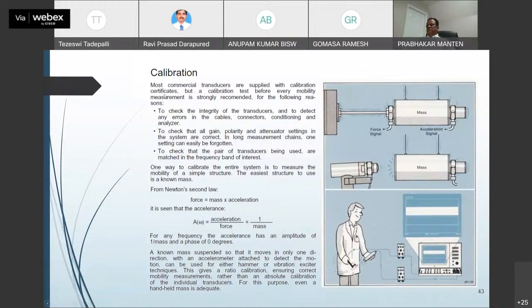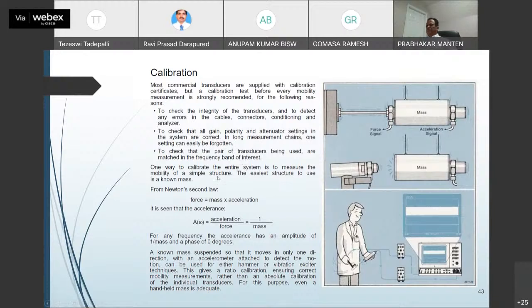Most commercial transducers are supplied with calibration certificates, but a calibration test before every mobility measurement is strongly recommended for the following reasons: to check the integrity of the transducers and to detect any errors in the cables, connectors, conditioning, and analyzer; to check that all gain, polarity, and attenuator settings in the system are correct, since in a long measurement chain one setting can easily be forgotten; and to check that the pair of transducers being used are matched in the frequency band of the system.